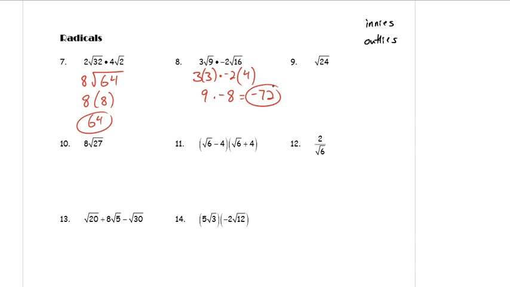Okay. Now in number 9, this one does not work out as nicely. If we punch in the square root of 24 on the calculator, let's see what we get. 4.898979486. Yeah, we don't want to write that down. Okay, we can't write that down. They need to be reduced.